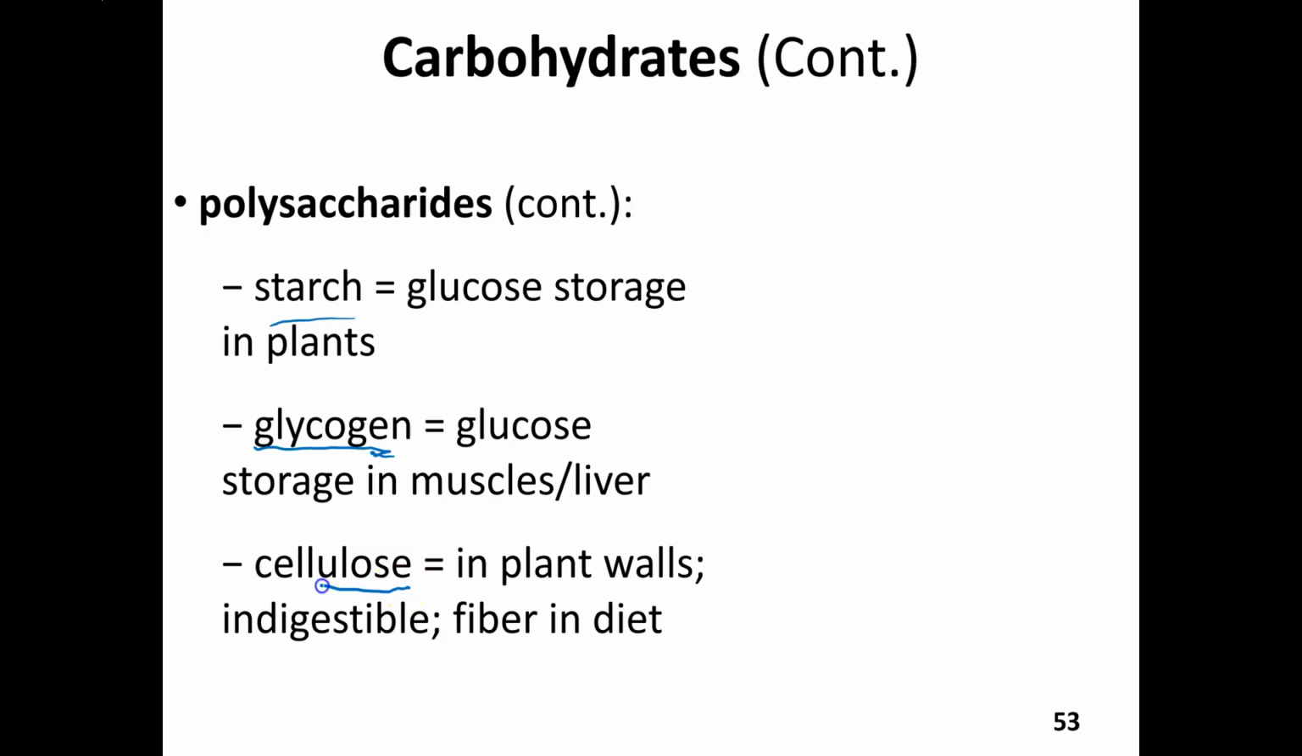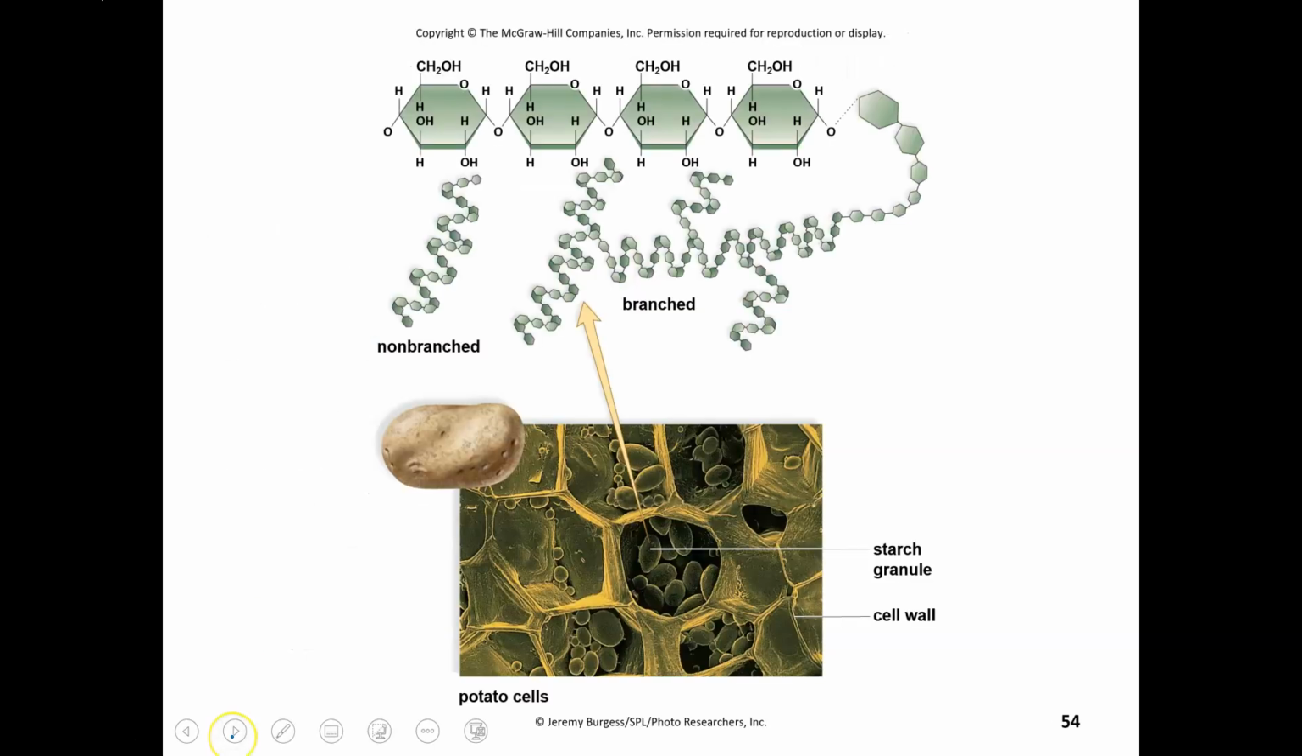One example is cellulose. Cellulose is a structure that helps to form those cell walls in plants. And this is indigestible to animals. And so animals eat plant structures like cellulose, and it gives us fiber to help us keep our bowels moving properly.